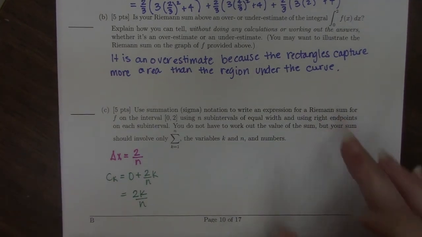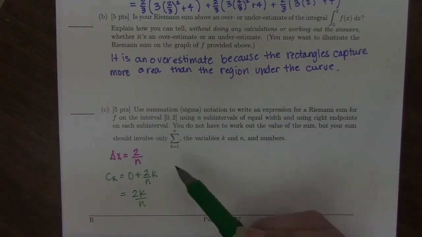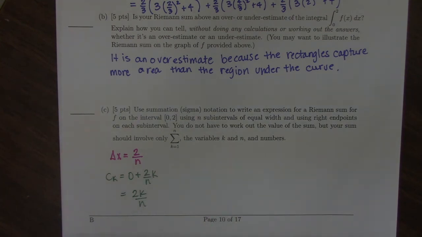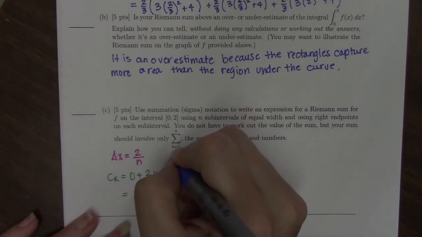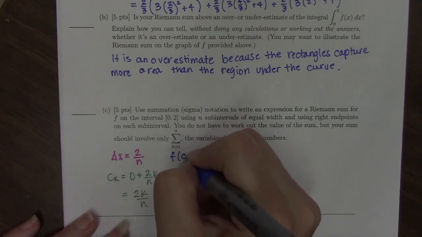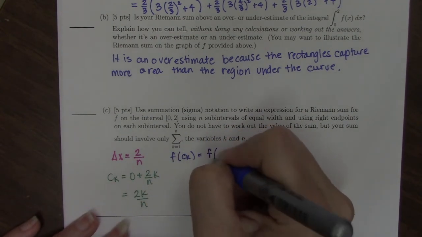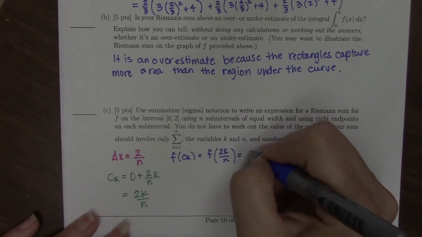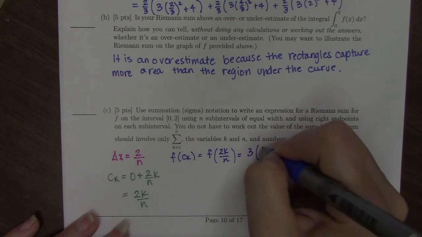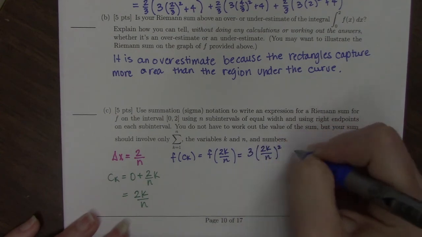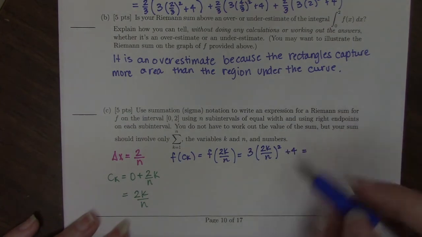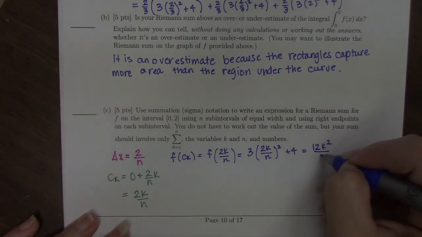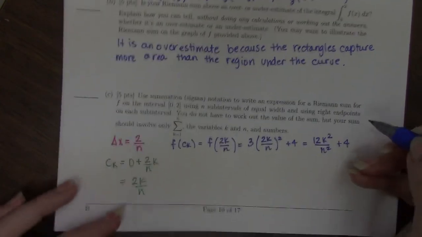So be careful. Here we gave you an a value of 0, but if it were a 1, this would be 1 plus this. A lot of people miss that. Then the heights of all our rectangles is f of ck, which is f of 2k over n. So when I plug that into my function, I would get 3 times 2k over n squared plus 4, which simplifies into 3 times 4 is 12k squared over n squared plus 4.